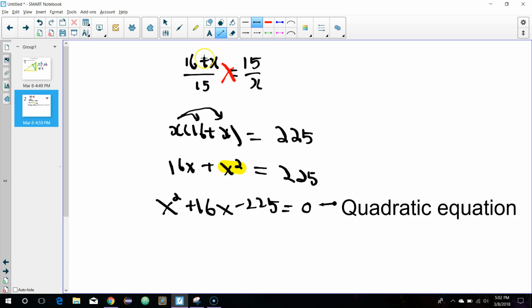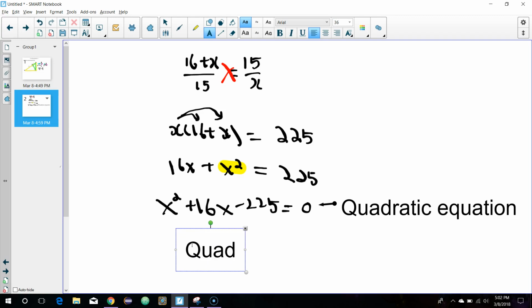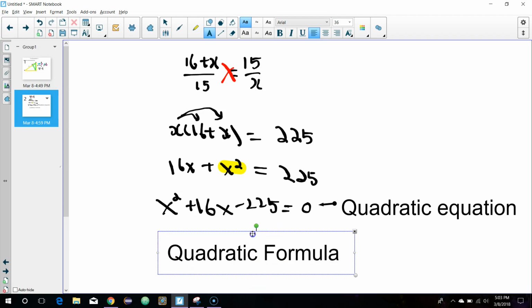And I don't know how to link a video. I'm so dumb. I have to look it up. But if you're looking for a video for this, what you can do is look for the quadratic formula video.